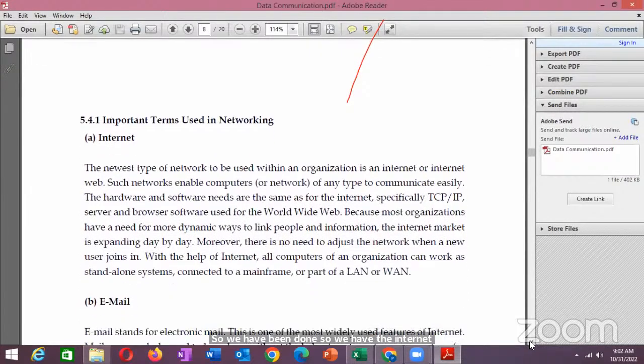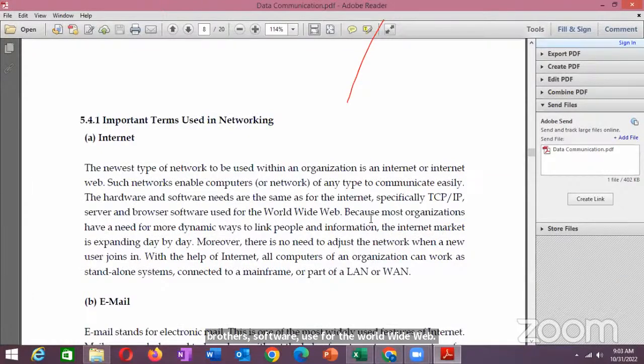So we have the intranet. The newest type of network to be used within an organization is an intranet or internet web. Such networks enable computers of any type to communicate easily. The hardware and the software are the same as the internet, specifically the TCP/IP server and the browser software used for the World Wide Web.